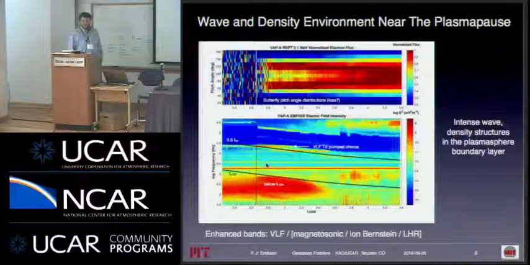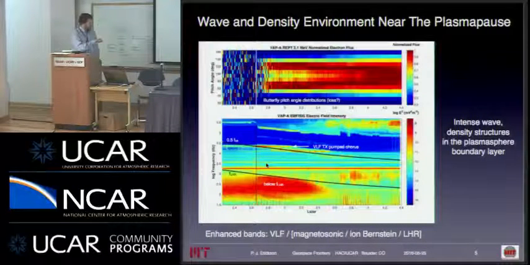And here's just a little bit of the wave environment there. Just to orient you, this is going out of the plasmasphere. This is the upper hybrid line. This is the EMFISIS instrument on Van Allen Probes A.